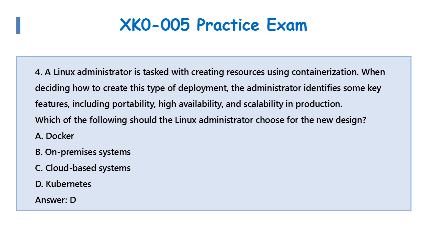4. A Linux administrator is tasked with creating resources using containerization. When deciding how to create this type of deployment, the administrator identifies some key features, including portability, high availability, and scalability in production. Which of the following should the Linux administrator choose for the new design? A. Docker. B. On-premises systems. C. Cloud-based systems. D. Kubernetes. Answer: D.